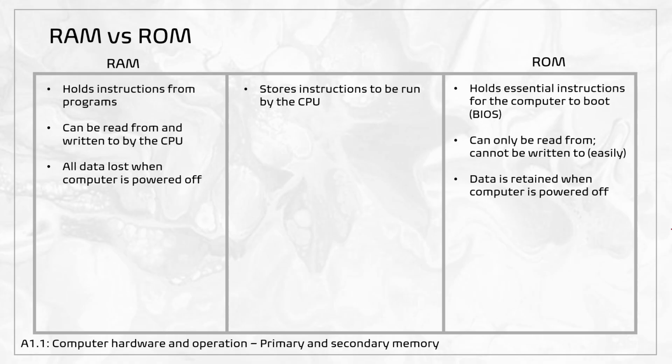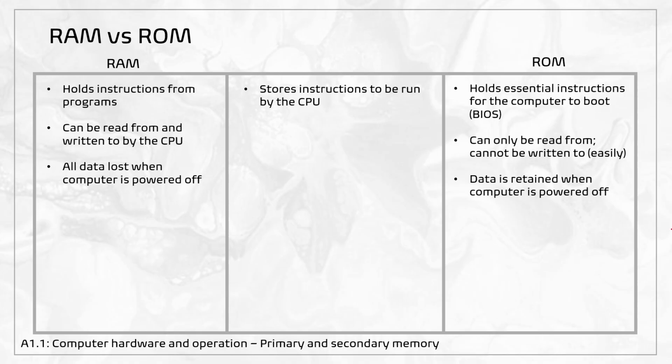Here's a pseudo-Venn diagram explaining both RAM and ROM and their differences. So we've seen that RAM holds instructions for the CPU to execute, specifically from programs. These programs can be anything, from apps, to games, to Windows itself. While ROM also holds instructions for the CPU, ROM holds something entirely different from apps or games. It holds essential instructions for the computer to boot, also known as the Basic Input-Output System, or BIOS.